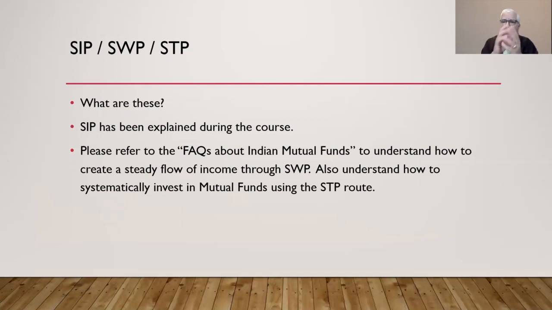Every month you can withdraw some amount from the fund, and the fund amount will more or less remain the same so long as your withdrawals are restricted to 6 to 8% per annum of the corpus. Okay, if the corpus of the fund is, let's say, X, 8% of that is the maximum that I would recommend you to withdraw. I would prefer 6 to 8%. Okay, so this is SWP.